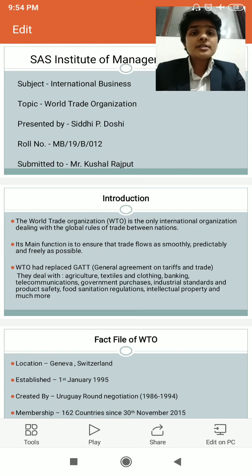The World Trade Organization is the only international organization dealing with the global rules of trade between nations. Its main function is to ensure that trade flows as smoothly, predictably, and freely as possible. The World Trade Organization replaced GATT, that is, the General Agreement on Tariffs and Trade. They deal with agriculture, textiles, clothing, banking, telecommunications, government purchases, industrial standards, product safety, food sanitation regulations, intellectual property, and much more. This is the brief introduction about the World Trade Organization.